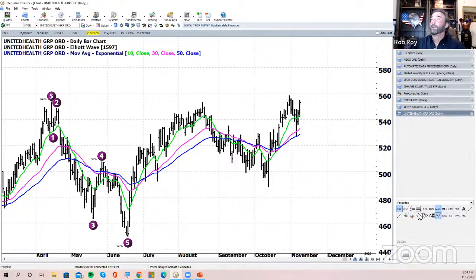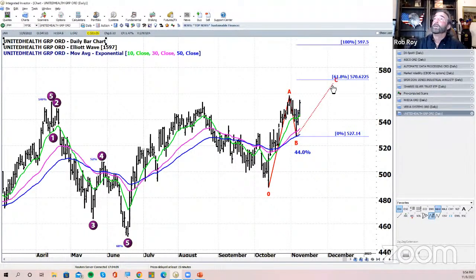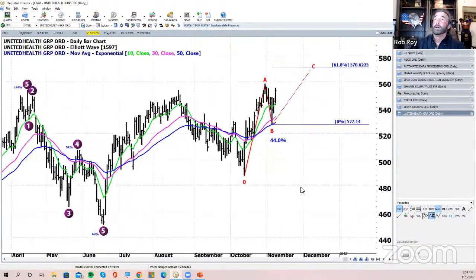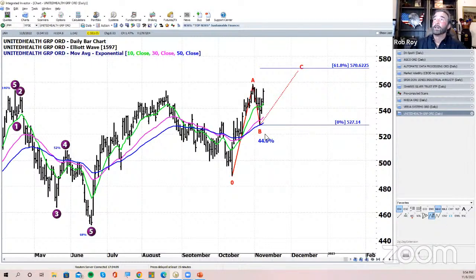Is that a zigzag? Let's see. It could be. Yeah, it is. So it looks like it wants to take out that high at 560 and go up to 570. That looks like the target there. And then I think we have a big zigzag here. So I think this is a complex C wave, but let's see here.